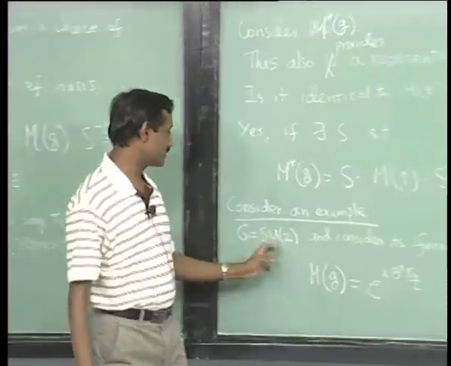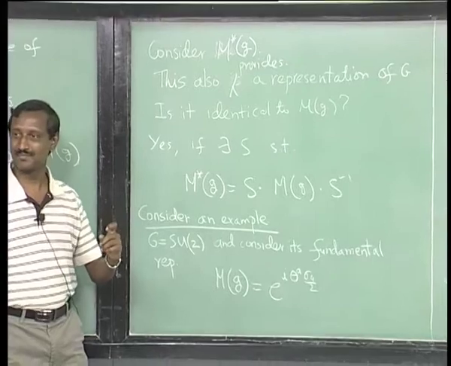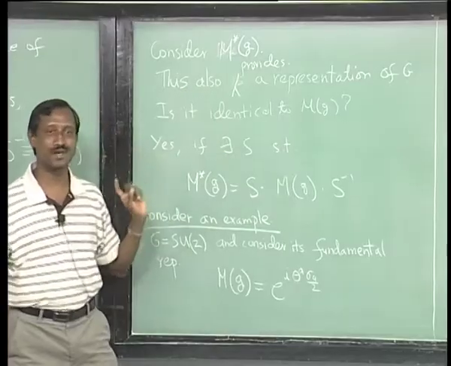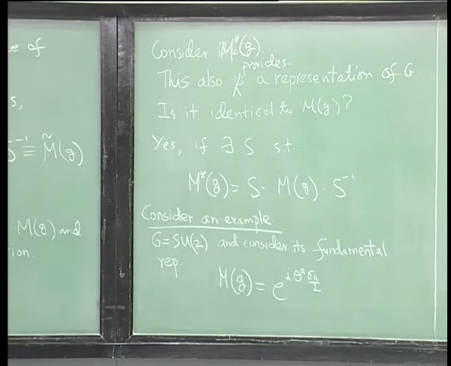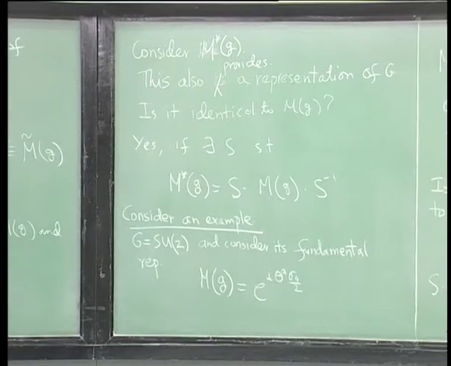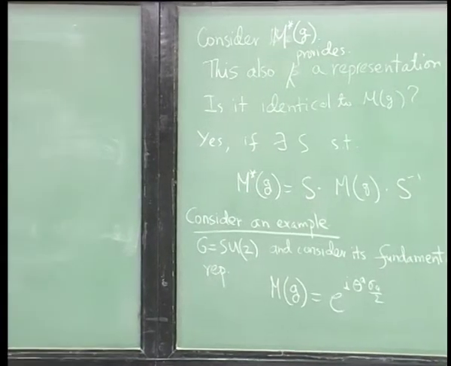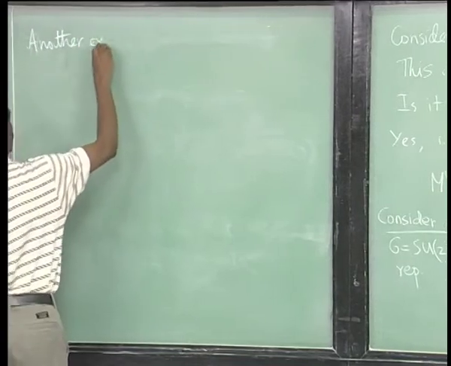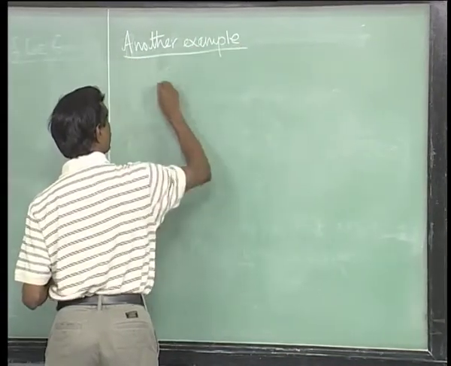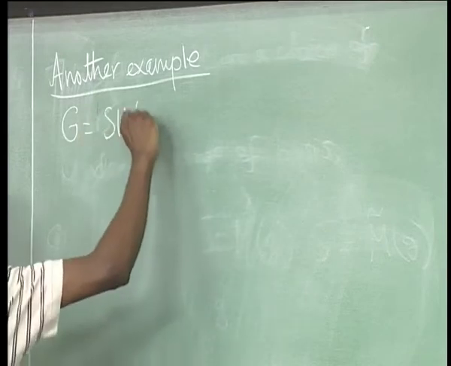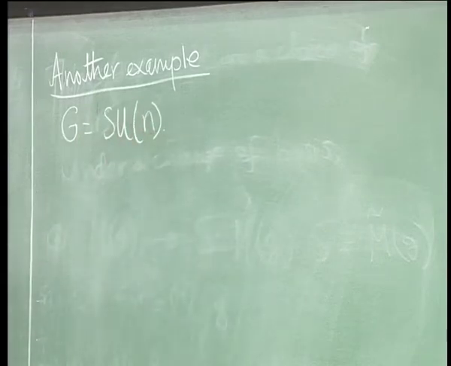What about if you replace this SU2 by SUN? Will it hold? So, I have given you a case where in fact m equals m star. So, now the question is, let us consider another example. Or actually examples, it is an infinite family of examples. So, we consider G to be SUN and m of G.